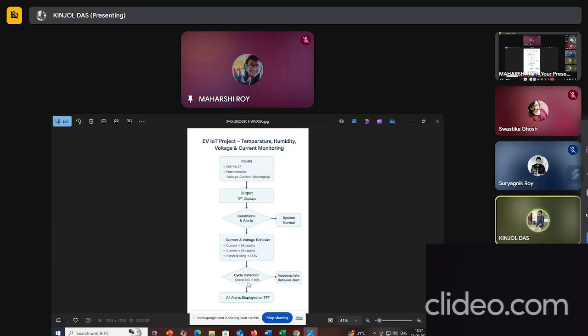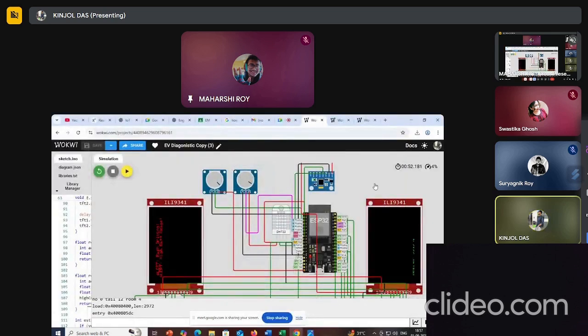Then the cycle detection. The cycle detection actually occurs in one cycle when the state of charge goes below 60% but above 40%. That state of charge is measured and all alerts will be given on the TFT display. If no alert is given, then the behavior is appropriate, that is, the system is functioning well. So this will update after every 2 seconds.